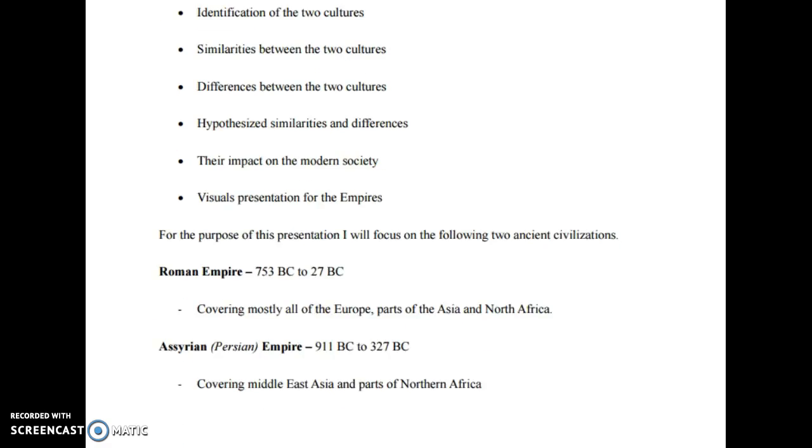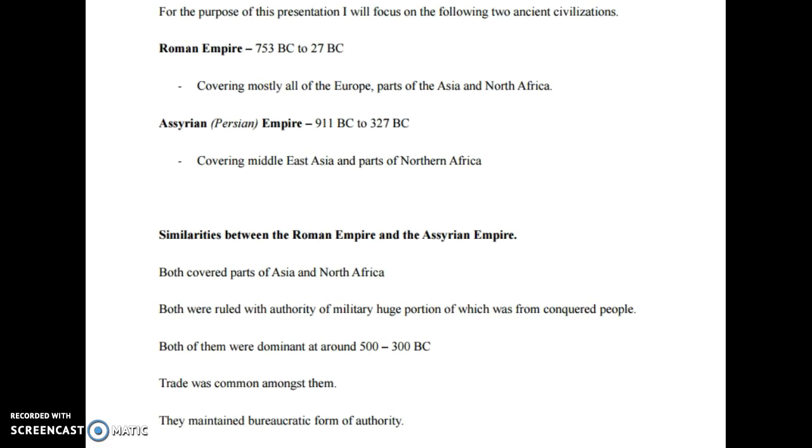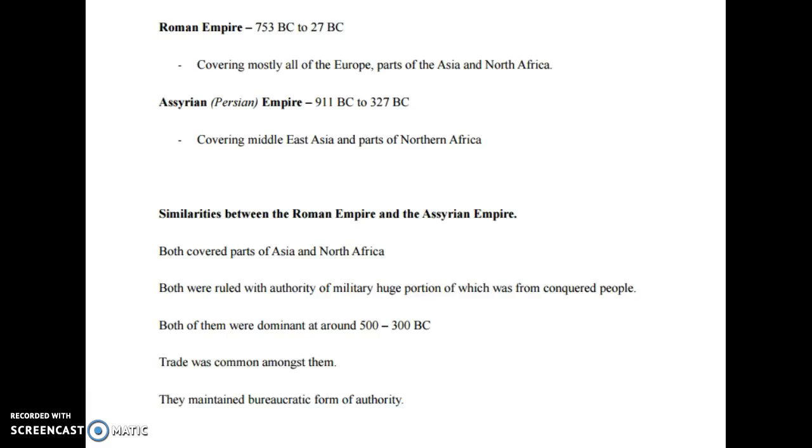So, for the purpose of this study, we will examine the Roman Empire, which started at around 753 BC to 27 BC. By that time, the Roman Empire covered mostly all parts of Europe, parts of Asia, and North Africa. Then the other empire or culture that we are going to look at is the Assyrian, or Persian Empire, that ran around 911 BC to 327 BC, covering Middle East Asia and parts of North Africa.